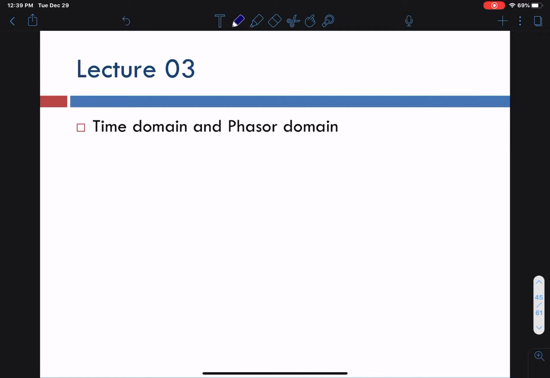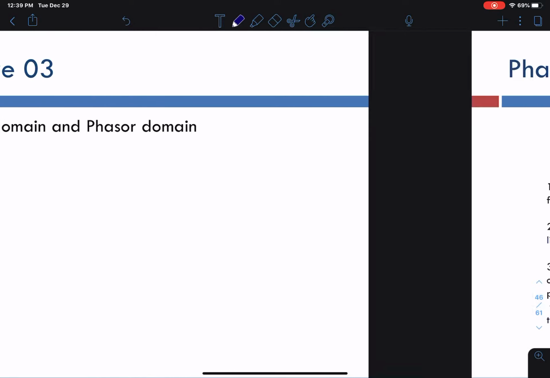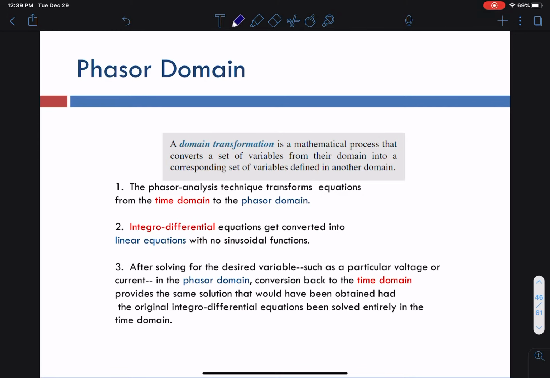Today we're going to talk about time domain and phasor domain. So what is a domain transformation? It's basically a mathematical process that converts a set of variables from their domain into a corresponding set of variables in another domain. So how is it done?